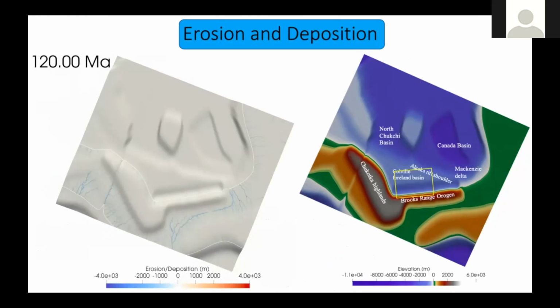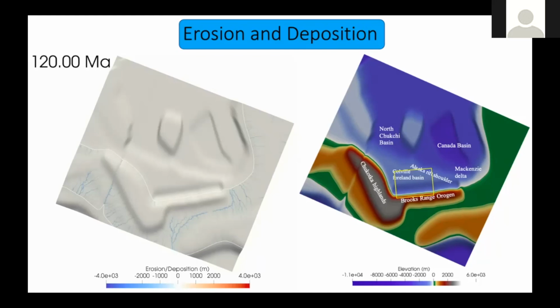The resulting model can be seen to the left and shows erosion and deposition through time, where deposition will be shown in red and erosion will be shown in blue. Sea level will be shown in white, and the drainage patterns are overlain and shown in light blue. To the right is the start time of the model at 120 Ma, highlighting the main geologic features.